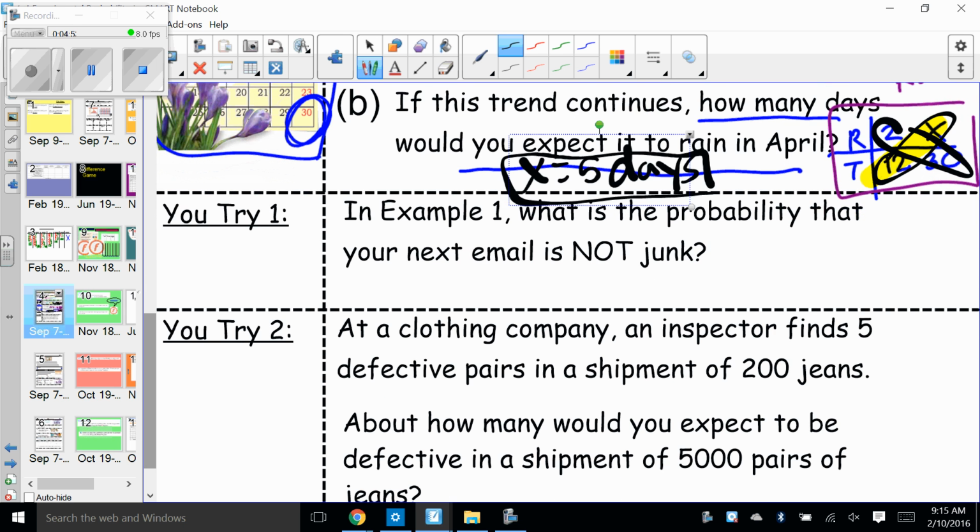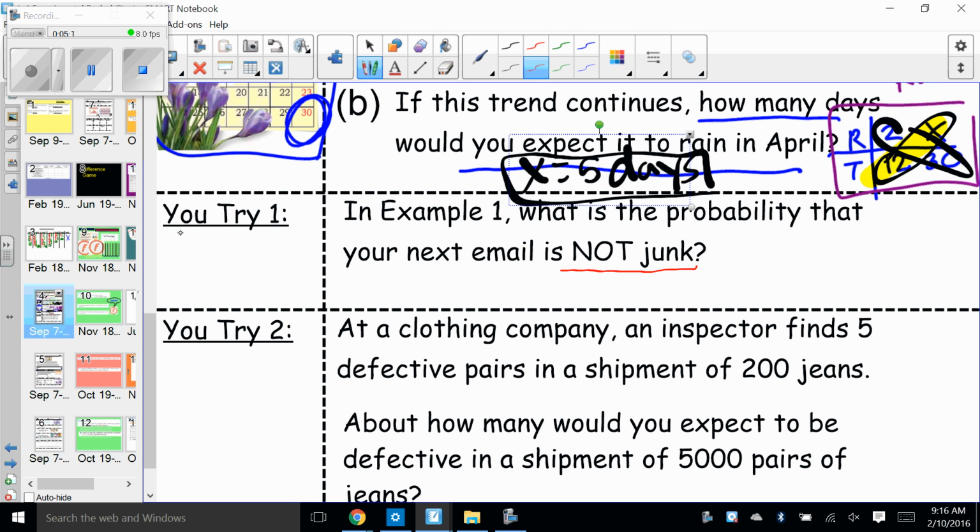Okay, guys, let's keep on rolling here. In example 1, we talked about junk mail. We talked about that the probability of junk mail based on the experiment is 13 out of 20. So now we're going to say, what is the probability that it is not junk? So if we have 13 junk emails, what's the chance that it's not junk?